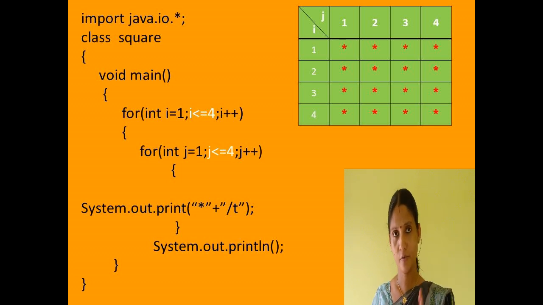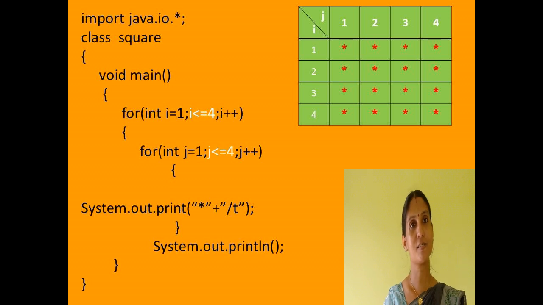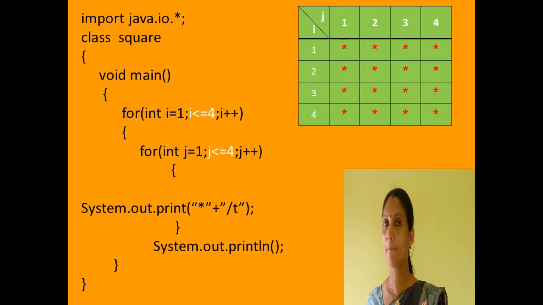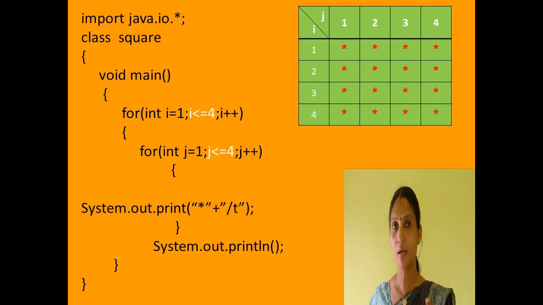Then if you meet the limit of i also, after that only it will stop. Like this way this square shape will work. Understood all of you? Then after each row we need a new line. Because of that, after the inner loop I am giving a System.out.println statement. For what? To get a new line for each row. Okay, then you can make a square shape.